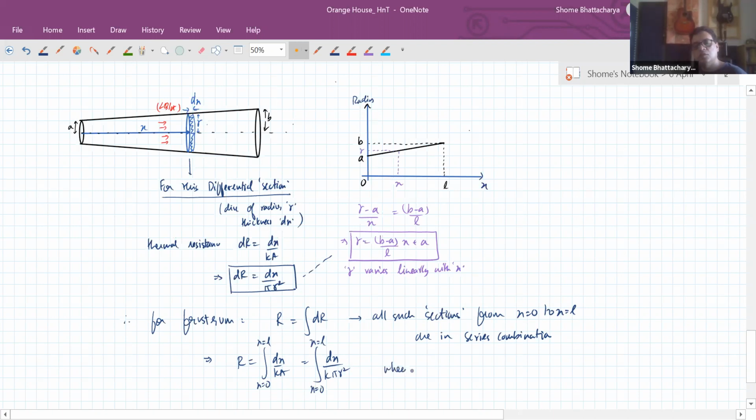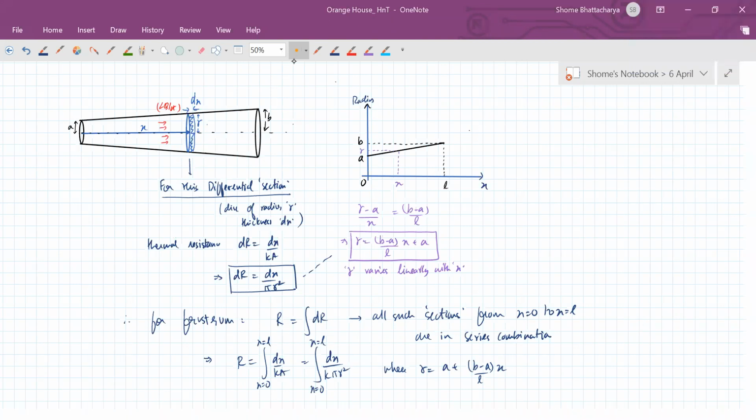where R is equal to this kind of relation. Okay. So just note down up to here, and then next we'll see how to do the substitution and complete the integration. The substitution is a little complicated. There's a trick method of doing it. I'll explain that next.